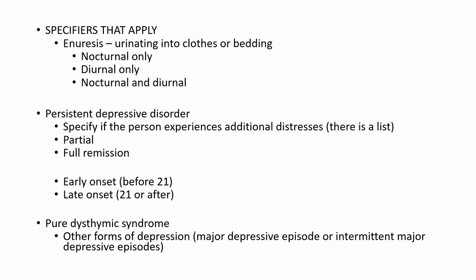There's also persistent depressive disorder. Specify if the person experiences emotional distress. And there's a list of stuff in the DSM-5 that you can refer to. So it could be partial or it could be full remission, which means that it's not happening at all. There's also early onset, which is before 21 years old, or later onset, which is after 21 years old. So this is information that you would need to label and categorize when it comes to your client. Persistent depressive disorder syndrome is other forms of depression, such as major depressive disorder or intermittent major depressive disorder, is something that you need to specify, and all of that stuff is told to you in the DSM-5.